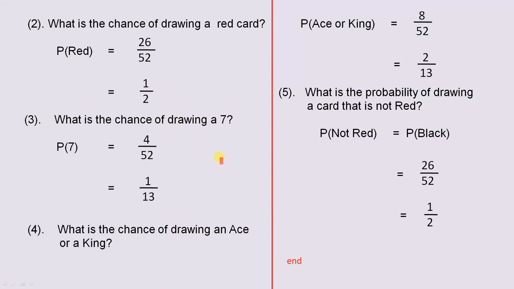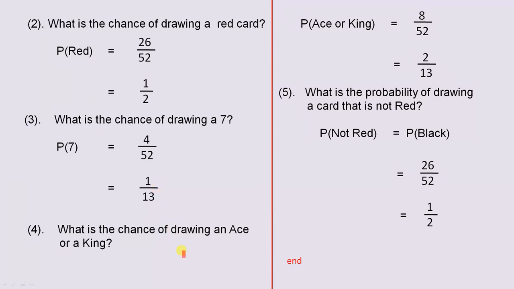What is the chance of drawing a 7? The probability of drawing a 7 is 4 over 52, because you have one 7 in each of the 4 suits. When you cancel down 4 over 52, that gives you 1 over 13.